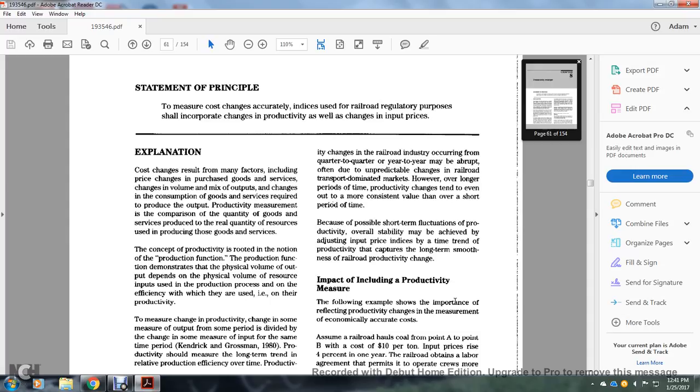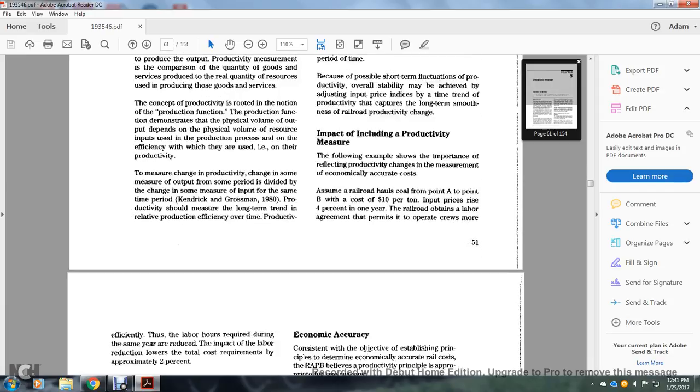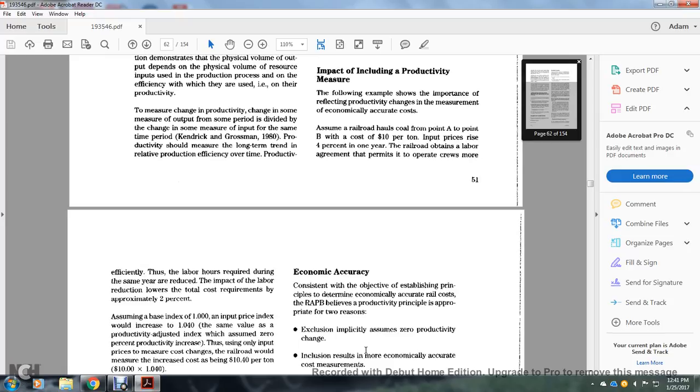The following example shows the importance of reflecting productivity change with the measurement of economically accurate cost. Assuming the railroad hauls coal from point A to point B with the cost of $10 per ton, input price rises 4% in 1 year. The railroad obtains a labor agreement which permits operating with more efficient crews. The hours required during the same year are reduced, and the impact of the labor reduction lowers the total cost requirements by approximately 2%.